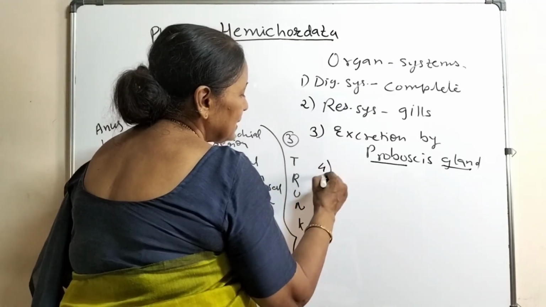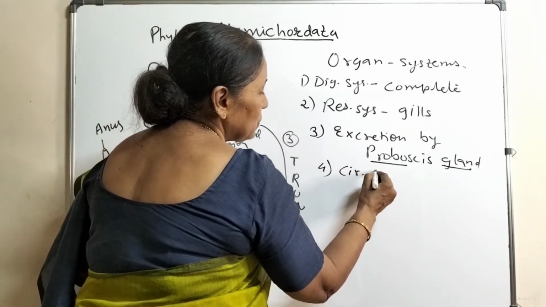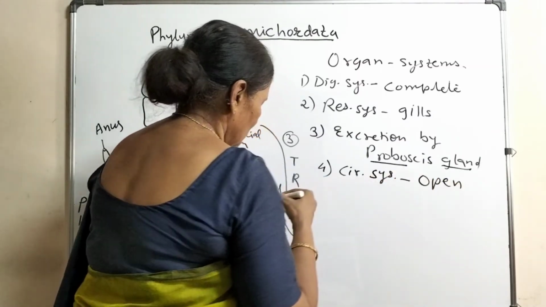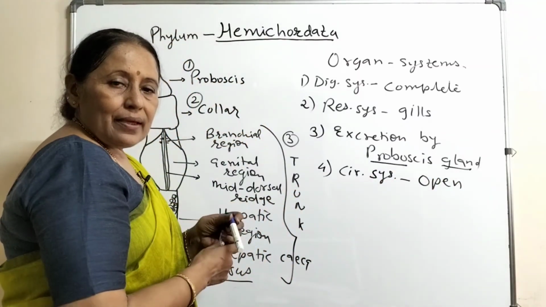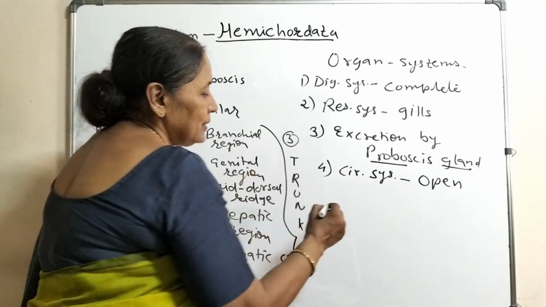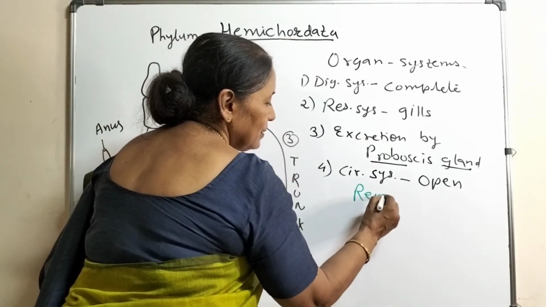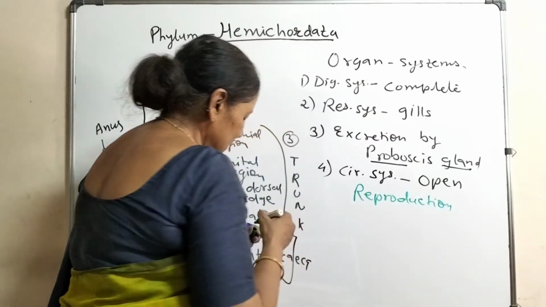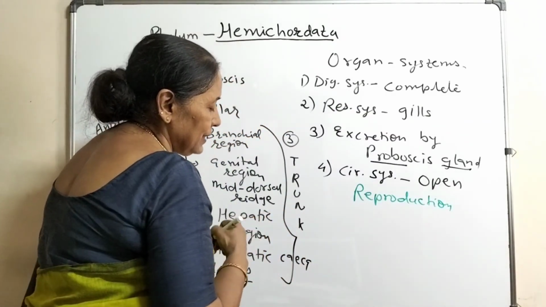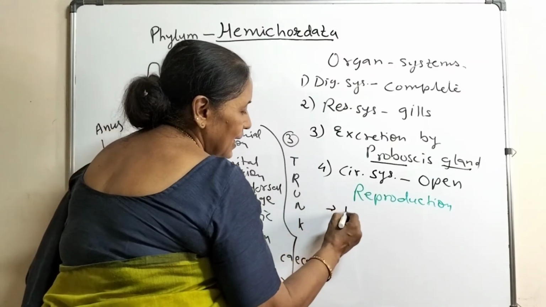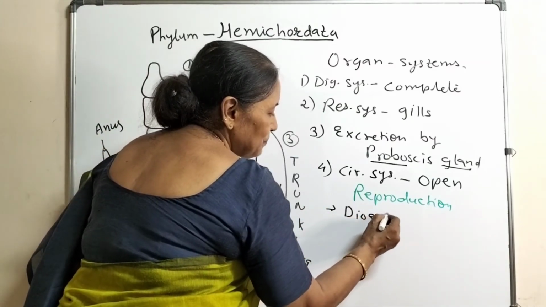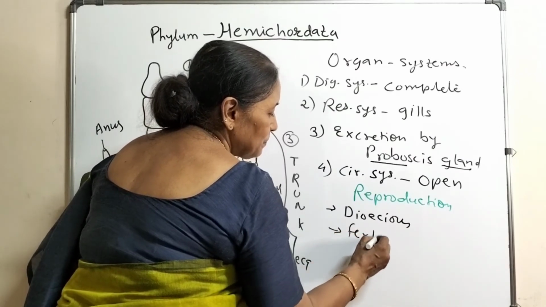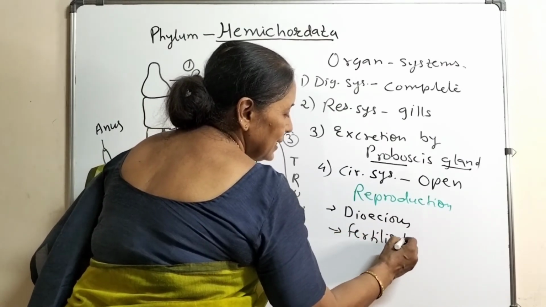Now come to the circulatory system. Circulatory system is of open type. It is of open type. Let us see reproduction in hemichordates. They are dioecious. यहाँ भी sex separate ही है बच्चों. They are dioecious. Here the fertilization is external. Fertilization is external.